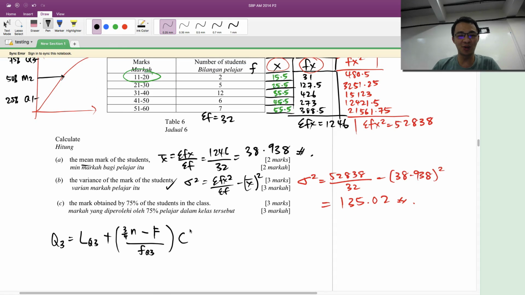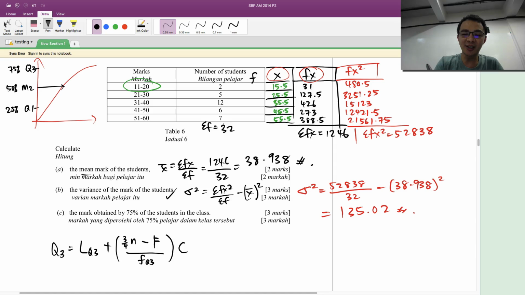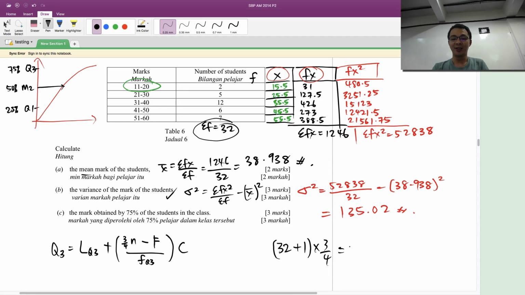Okay, so let me just show you. First, the total is 32 here. So with 32 here, I want to know which class over here is the third quartile. So what I will do is I will do 32 plus 1 and then multiply with 3 over 4. The formula is basically 3 over 4 times n plus 1 th. This is to find out exactly which class you will fall into for the 75%. So I just do 33 times 3 over 4, and you will get 24.75 th. So you want to know where exactly is 24.75.